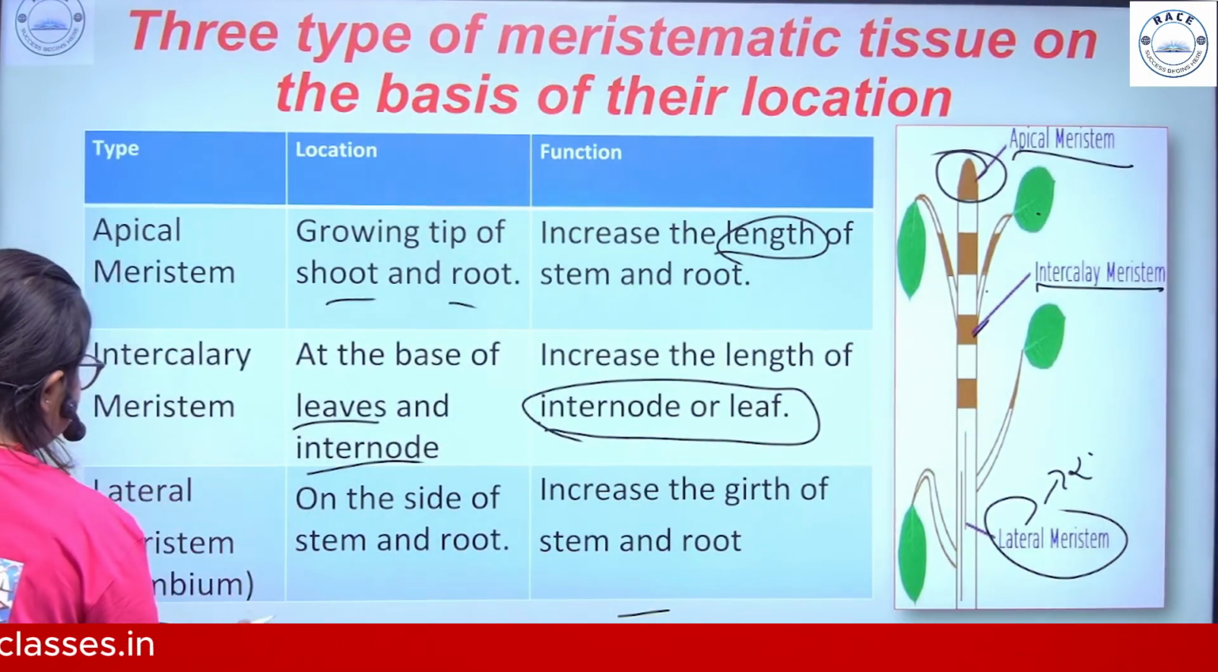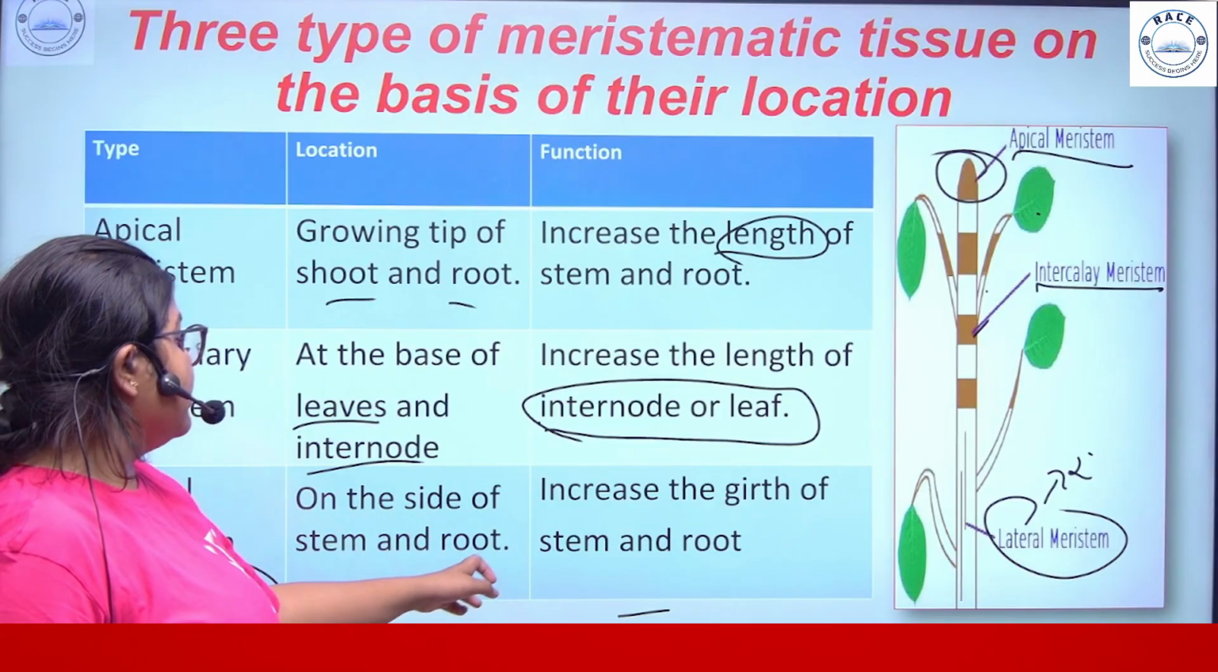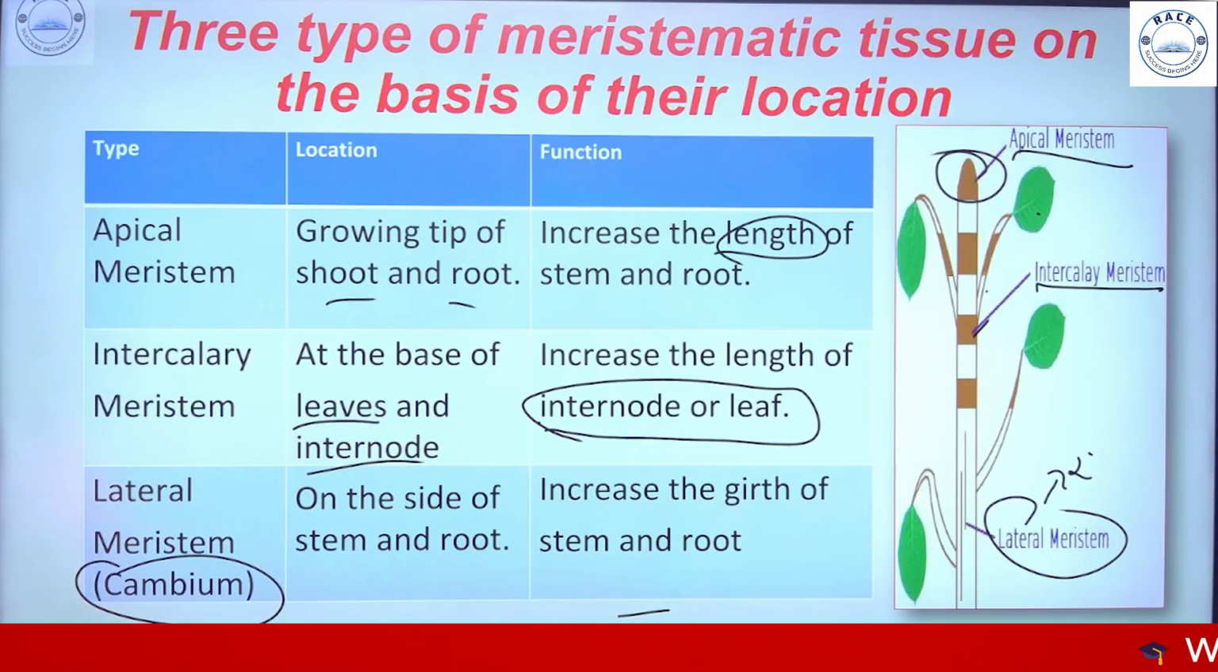Lateral meristem is also known as cambium. On the side of stem and root, it increases the girth of stem and root.